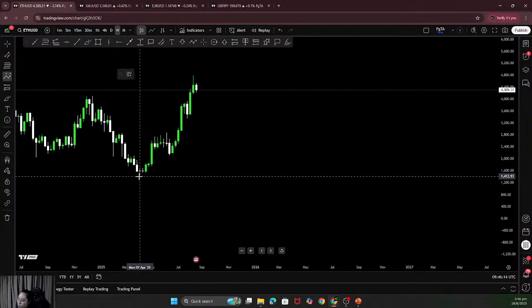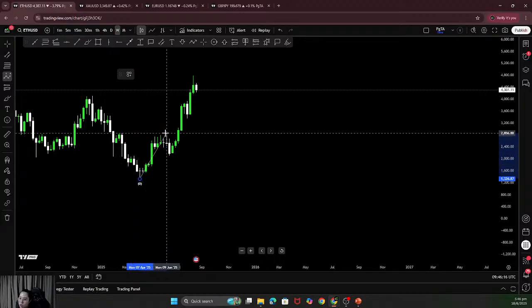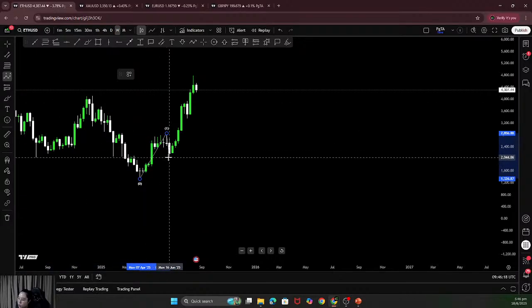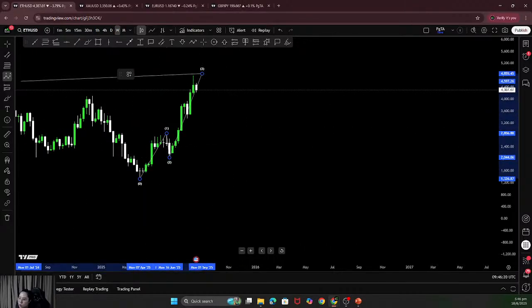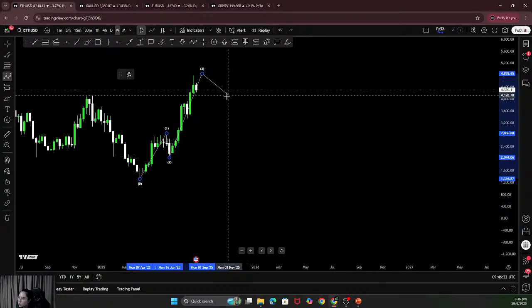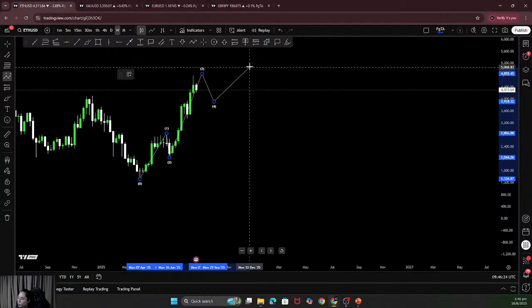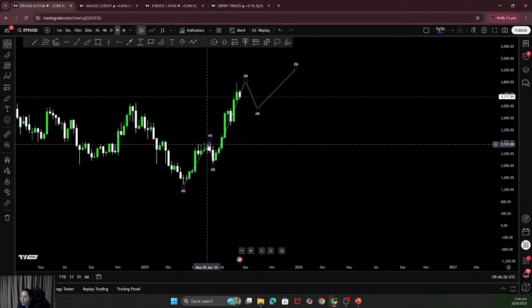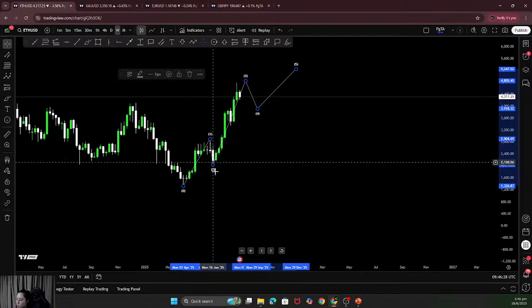So I see price moving in 5 waves right now. This is my 1. This is my 2. This is my 3, and then we're going into 4 and 5. This is what I see. I could be wrong, but there are guidelines and rules on Elliott wave.